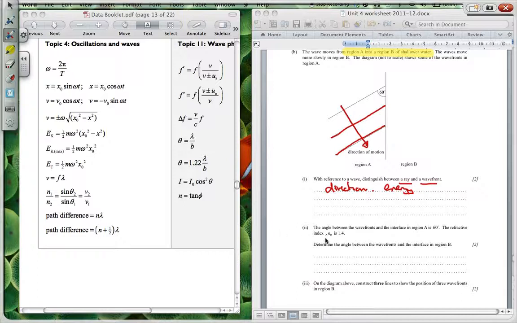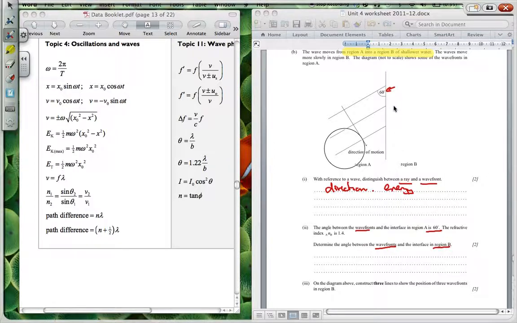So going into over here, we've got the angle between the wavefronts. Let me just clean up this diagram a bit firstly. So it says the angle between the wavefronts and the interface is 60 degrees. Now you've got to read this carefully. They talk about the wavefronts. So here that's equal to 60 degrees, as they've marked in the diagram. Determine the angle between the wavefronts and interface in region B. So we're going to be looking at that.